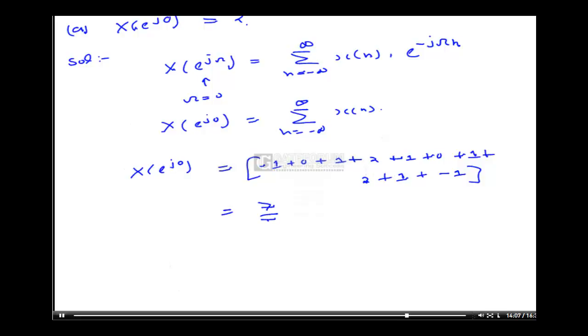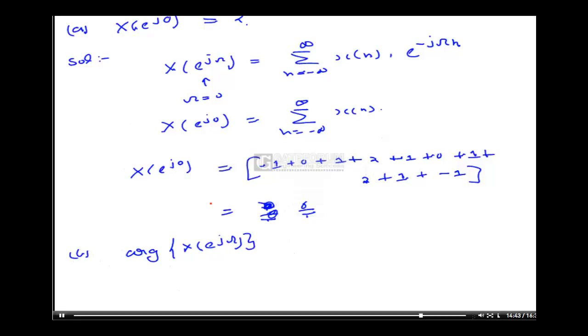Okay. Next problem. Then again this problem will be similar to the previous problem. Sorry, in this case it is not equal to 7, it is equal to 6. We have to find the angle of X e to the power j omega.